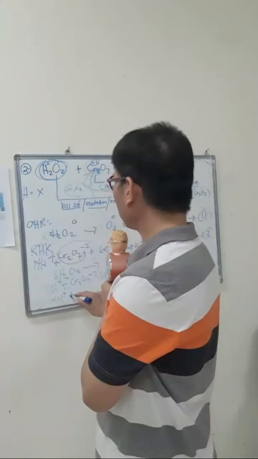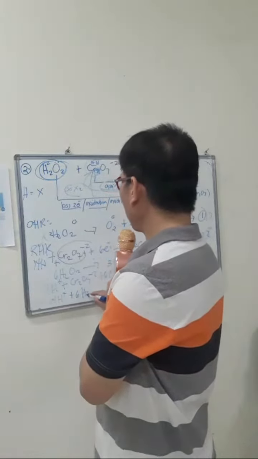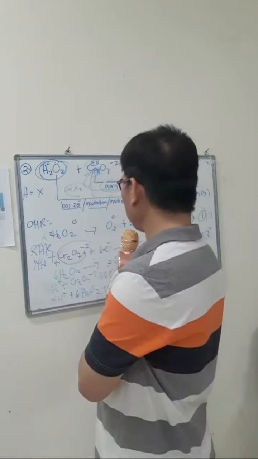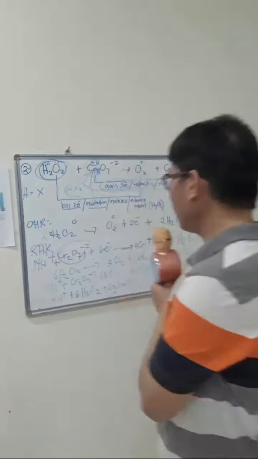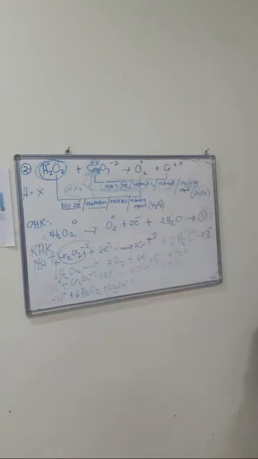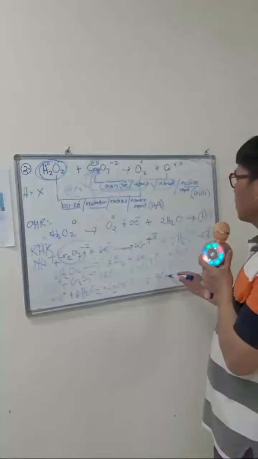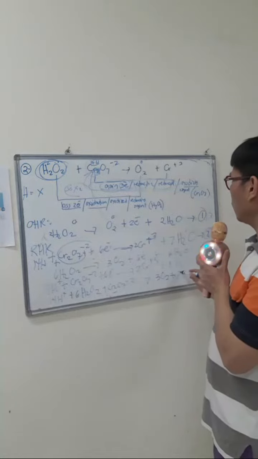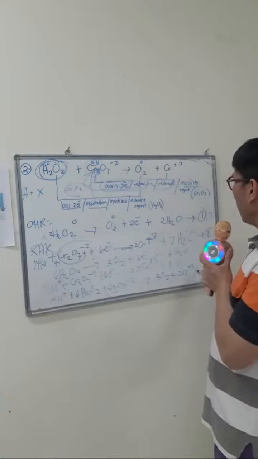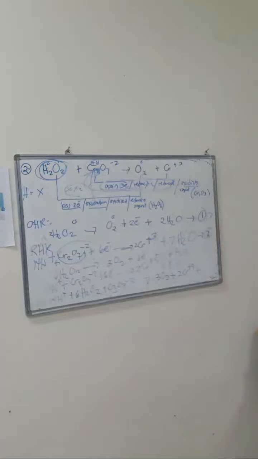Get the point? Now, we have here 14H positive plus 6 moles of hydrogen peroxide plus Cr2O7 dichromate. Guys, in this topic, the charge is very important. That is equal to 3 moles of oxygen gas plus 2 moles of chromium positive 3. Now, 6 moles of water plus 7 moles of water is equal to 13 moles of water, because water is common in both equations. So this is going to be our final.